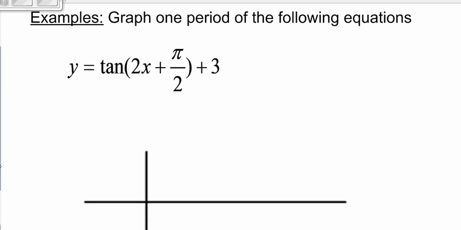This last one, I would like you to please try for yourself and see how well you do. I've left a packet of problems just practicing graphs, and we will go over them on Wednesday when I get back.